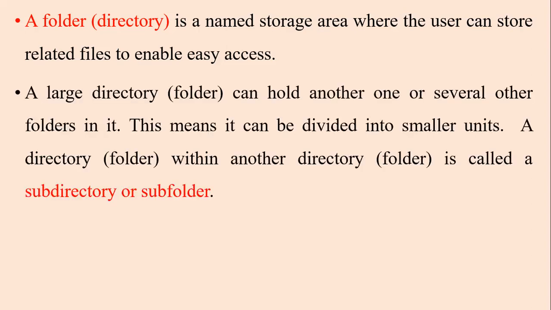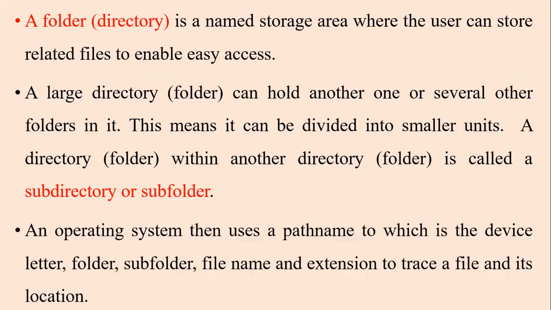A large directory or a folder can therefore have other folders inside it. This means that a large directory or folder can be further subdivided into smaller units so that you are able to further identify those files that are related from the rest. And therefore, a directory or folder that is found inside another directory or folder is called a subdirectory or subfolder. An operating system then uses a path name, which is the device letter, the folder, followed by subfolder, file name, and extension, to trace a file and its location.